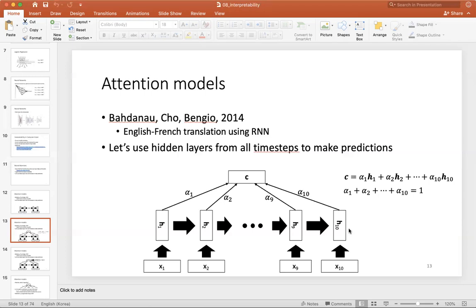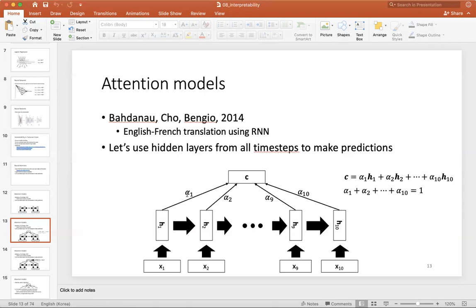So this neural attention rather explicitly tries to use all time steps, from H1 to H10, and the way they do it is they combine them. Well, they use a convex combination of all the time steps.